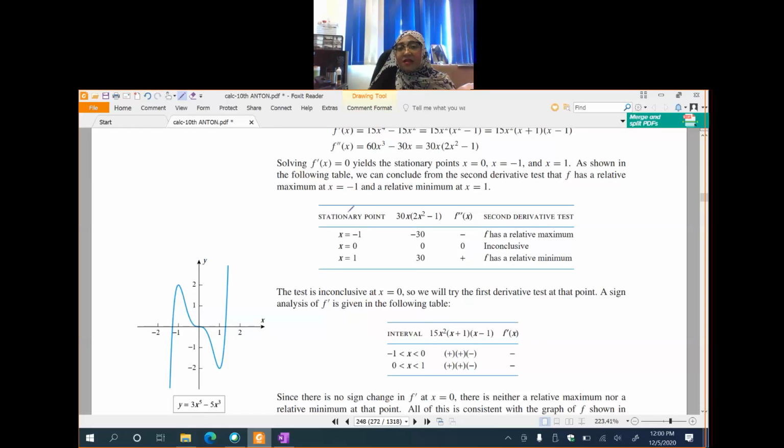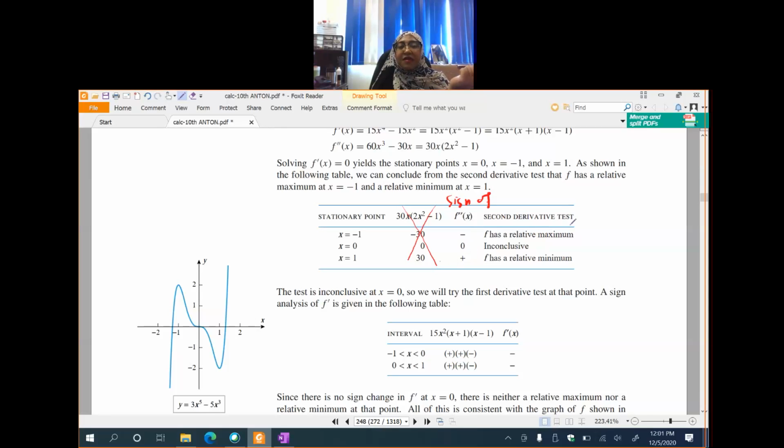For the second derivative test, we use the stationary points and then you check the sign of f double prime. You can skip this part, this is just the same. For f double prime, here it is negative, this is 0 and this is positive. If it is negative, then it's concave down. If it is positive, then it's concave up.